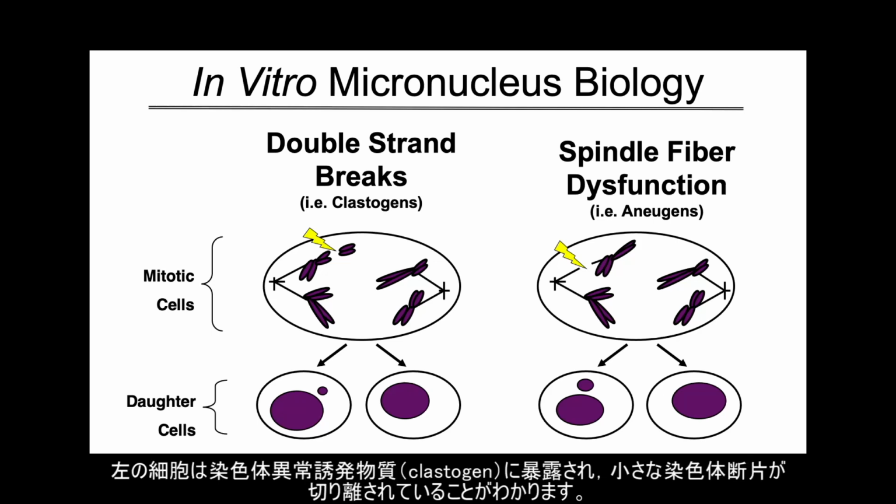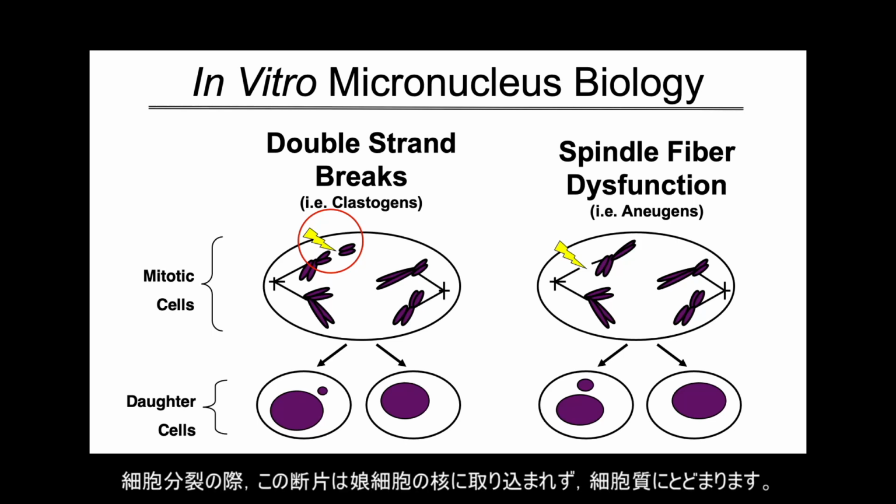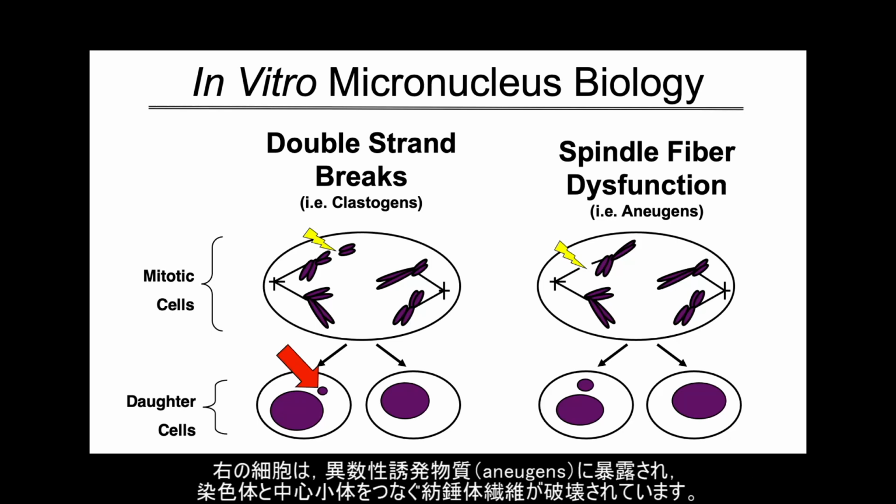The cell on the left side was exposed to a clastogen, and you can see that a small acentric fragment has broken off of the chromosome by virtue of a DNA double-strand break. Upon division, this fragment does not get reincorporated into the nucleus of the affected daughter cell, and thus remains free in the cytoplasm of the cell.